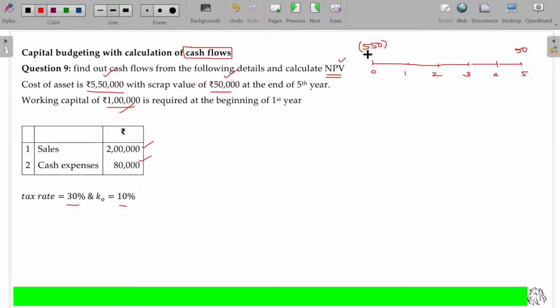Apart from that, I am in need of 1 lakh for working capital at the beginning of 1st year. So in the very first year itself, I spend 1 lakh rupees. I recover that by the end of 5th year. Clear. We have been given the applicable tax rate and cost of capital. Let's now calculate other cash flows from the operations.